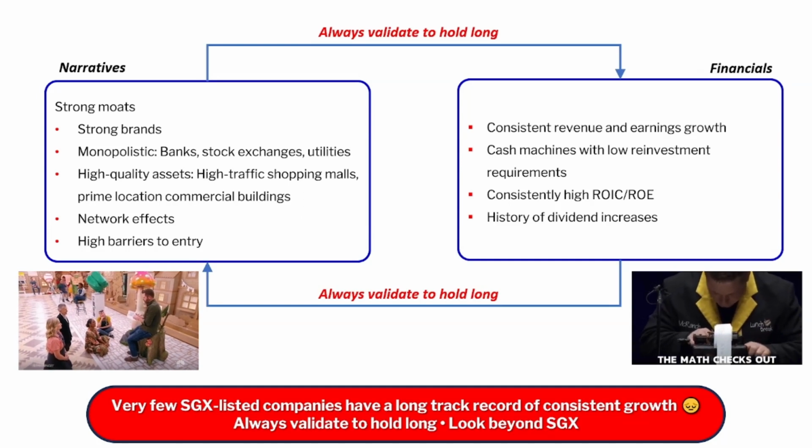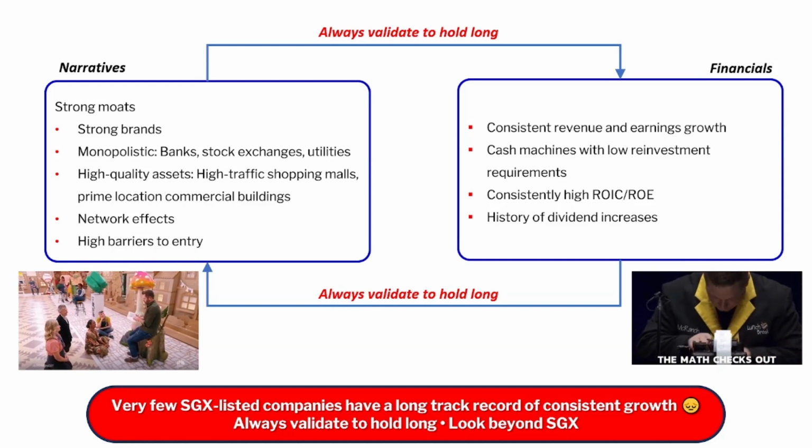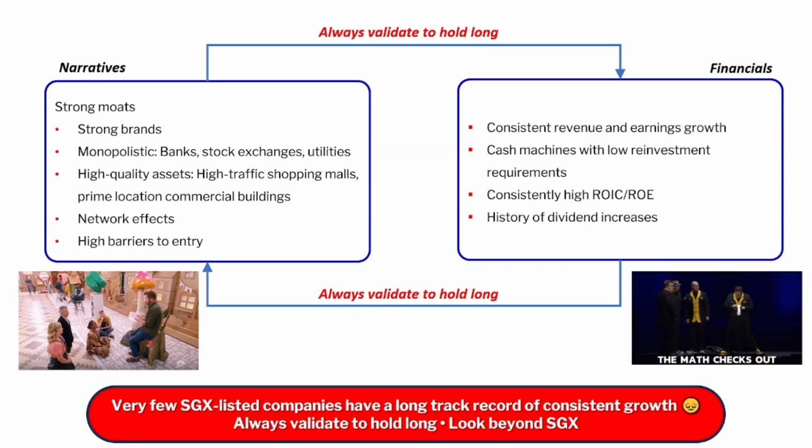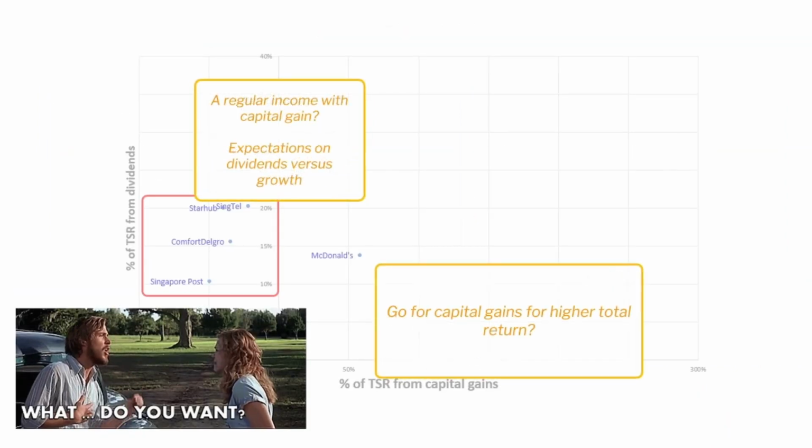Another thing to do is to look beyond those listed in SGX to those in the US and Hong Kong to find great companies. Many feel safe investing in SGX, but it is just a home bias that we have. What do we want? Regular dividends with capital gains, or do we want to go for capital gains? It is a trade-off. Growth companies keep cash and do not distribute it as dividends.